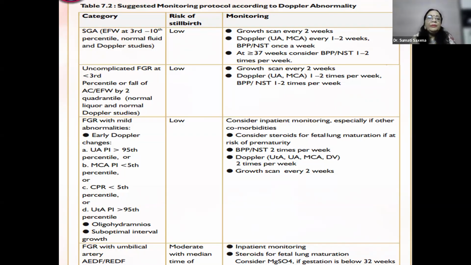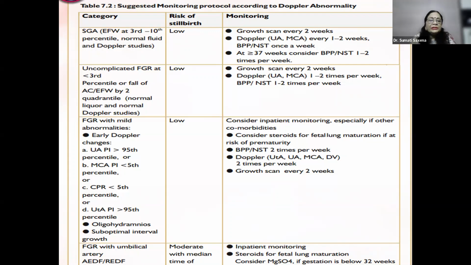But if the estimated weight is less than the 3rd percentile, but Doppler studies are normal and liquor volume is normal, then even then the risk of stillbirth is low. Growth scan is done every 2 weeks, Doppler study 1 to 2 times per week, and BPP and NST 1 to 2 times per week.